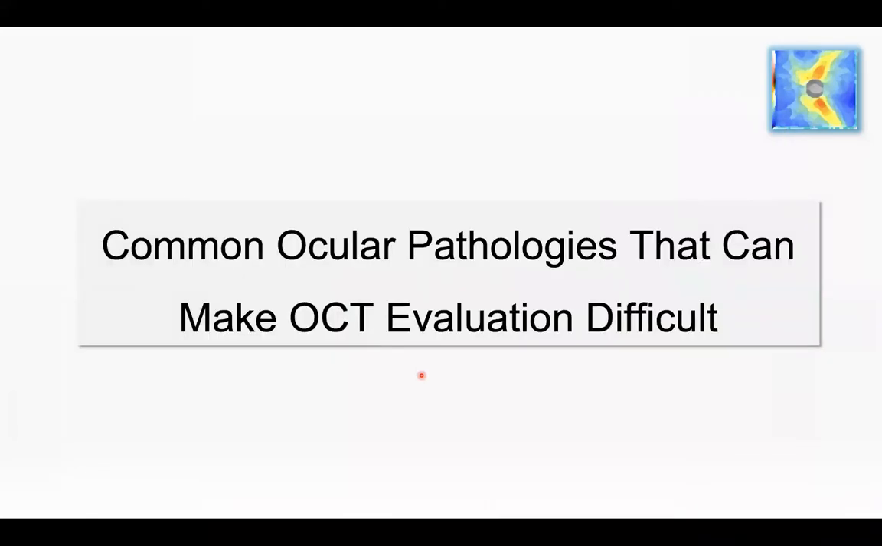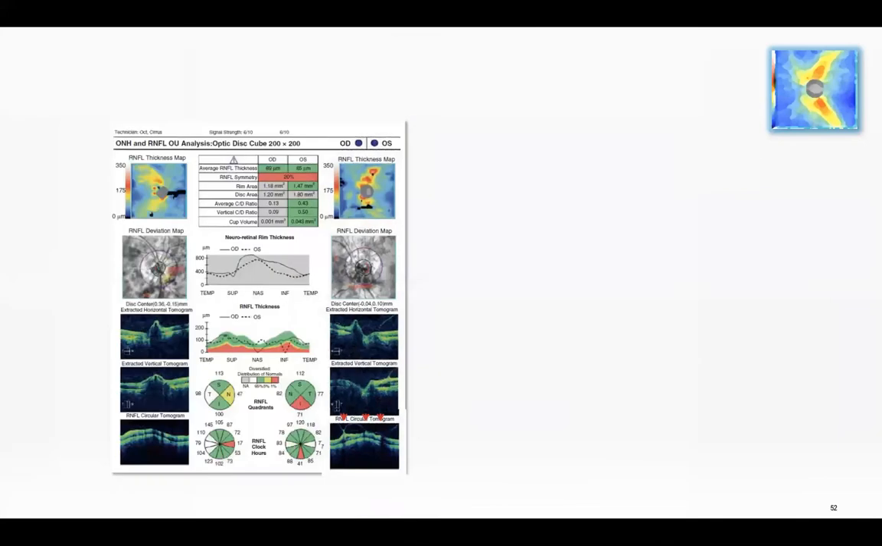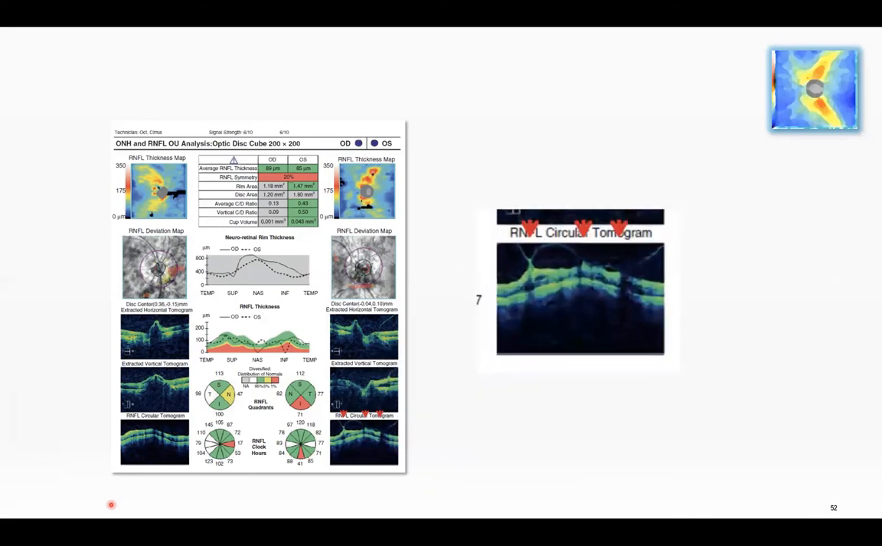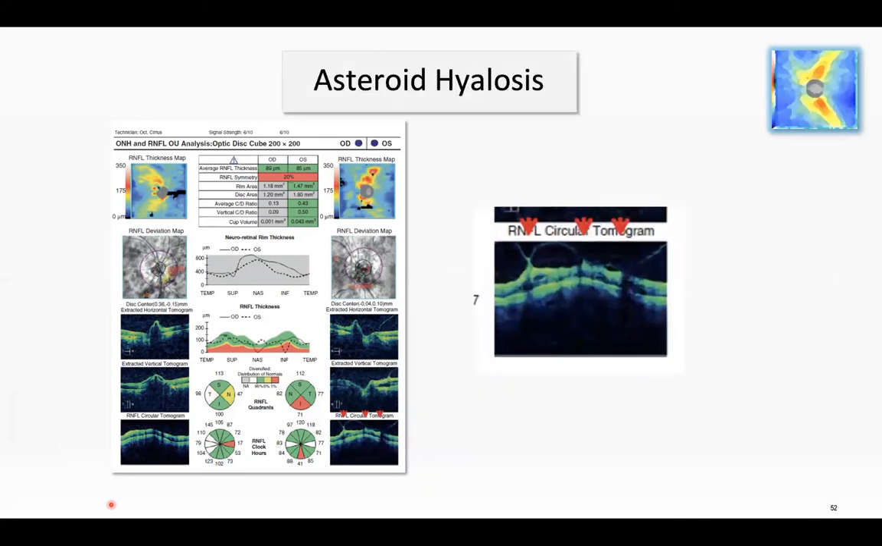Also, there are some common ocular pathologies that make OCT evaluation very difficult. Just a few examples. You see there are a lot of vitreoretinal tractions here and a lot of unscanned areas here. These are the vitreoretinal tractions. This is an asteroid hyalosis patient. It's very difficult to evaluate them with OCT. This OCT shows a lot of red areas.